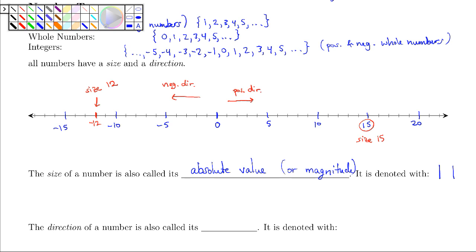So in the two examples that I lined up in the front, the absolute value or the size of 15 is 15, because this number 15 is 15 units away from 0. And the absolute value or size of negative 12 is 12, because this number, negative 12, is 12 units away from the 0. It is 12 units big in the negative direction.